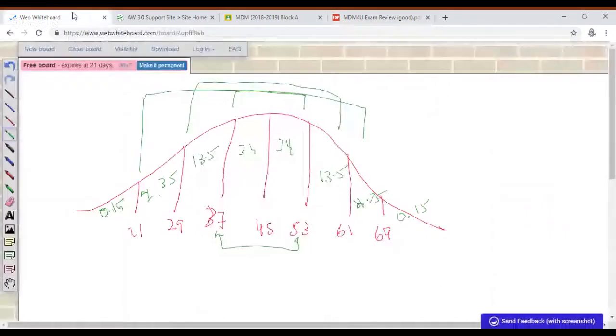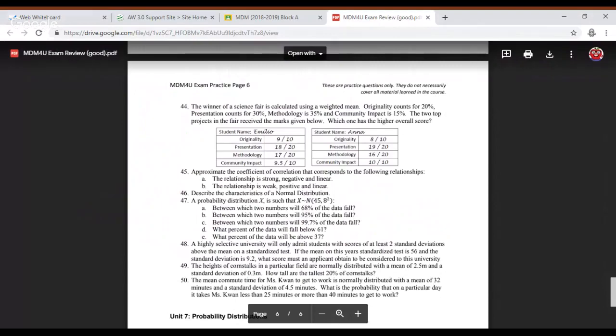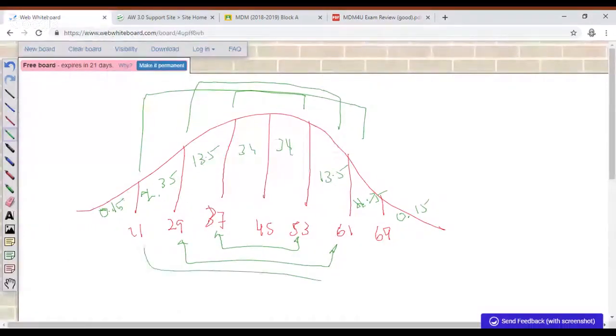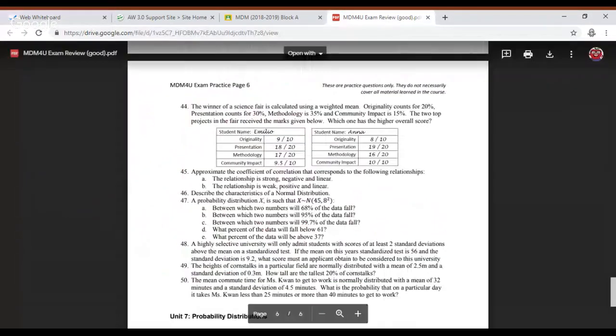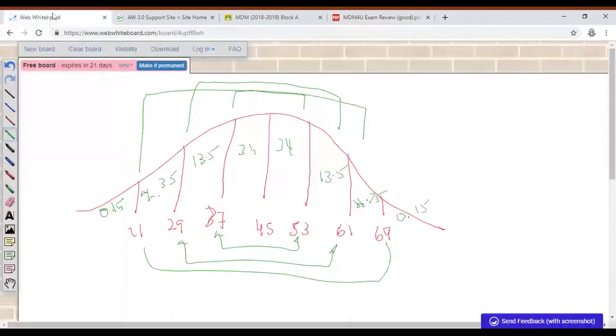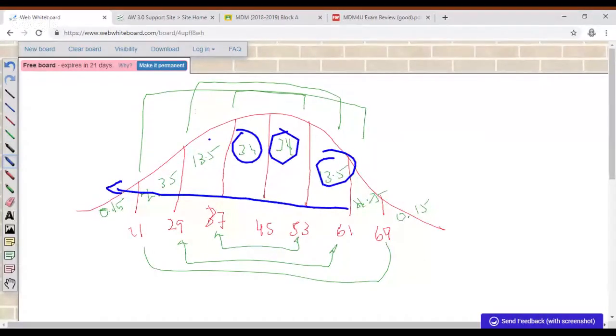Between which two numbers will 95% lie? Between 29 and 61. Between which two numbers will 99.7% lie? 21 and 69. What percent will fall below 61? So below 61 is all the data below here. So I just add up all of these numbers, and that adds to 87.5.